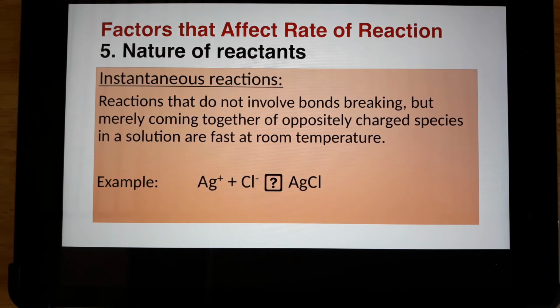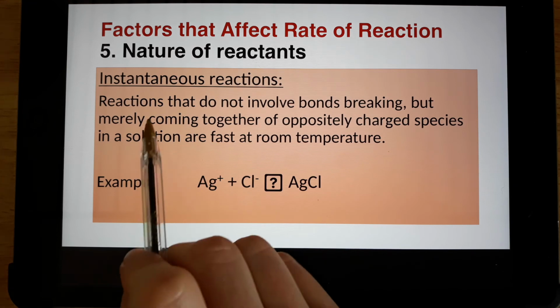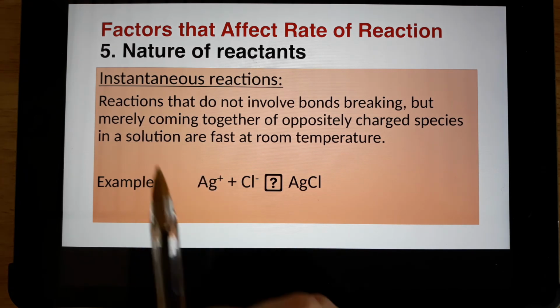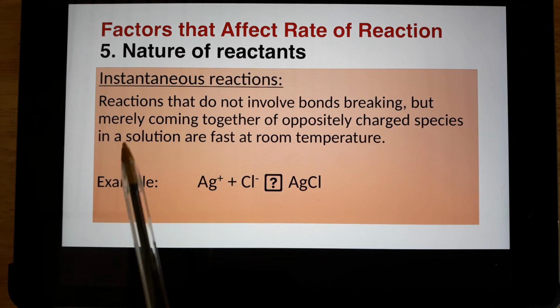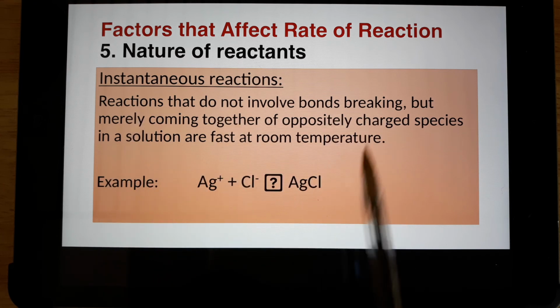The last factor to be considered is nature of reactants. Okay, nature of reactants. So we see here you can have instantaneous reactions. That means that they happen instantaneously or very quickly. So an instantaneous reaction will be almost explosive. It says reactions that do not involve bonds breaking but merely the coming together of oppositely charged species in a solution, they're fast at room temperature.